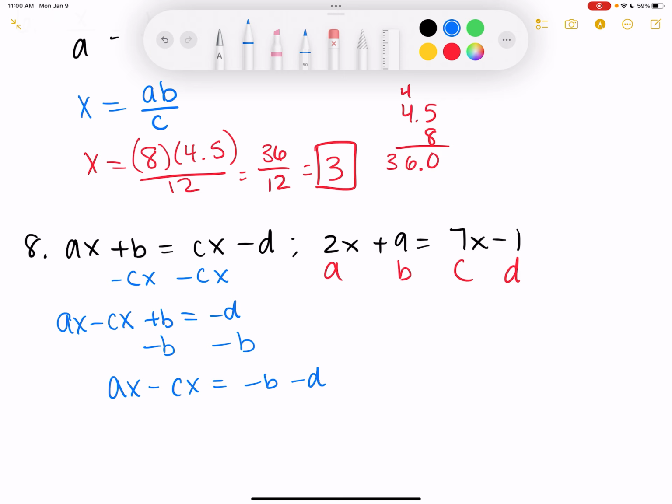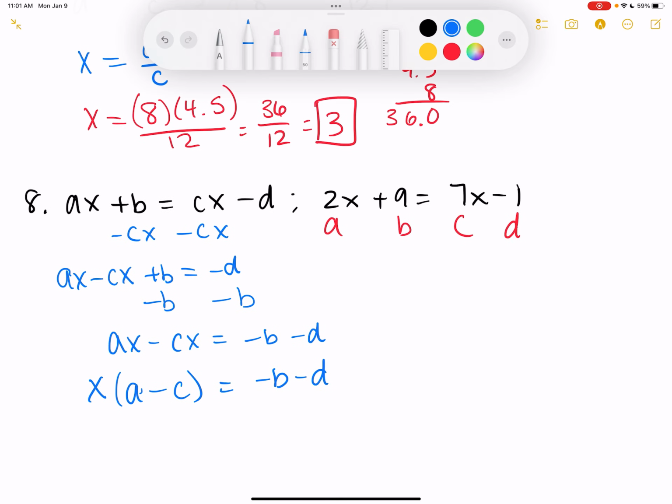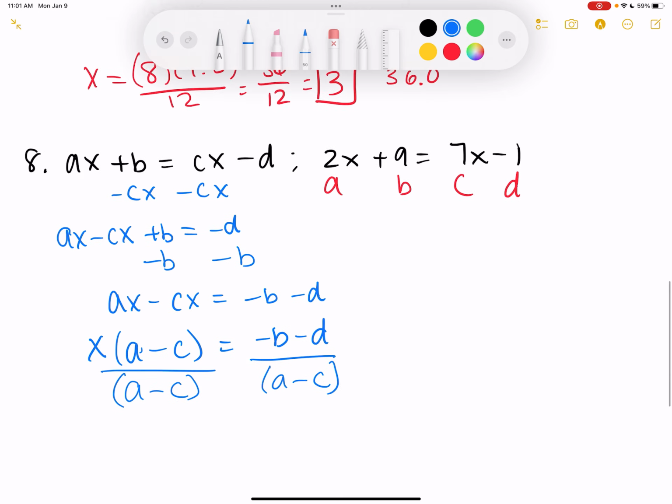distributive property. Okay, so I can have x times a minus c, because if I multiply it back through, I get ax minus cx, which is what I had, so I'm good to go, equals -b minus d. Now, this is being multiplied, so I can divide by a minus c as a whole. So x is equal to -b minus d over a minus c. Apparently this problem really likes negatives.